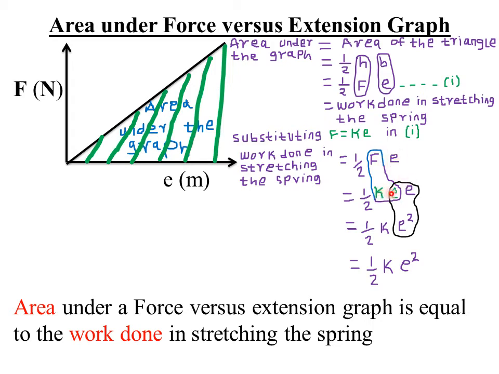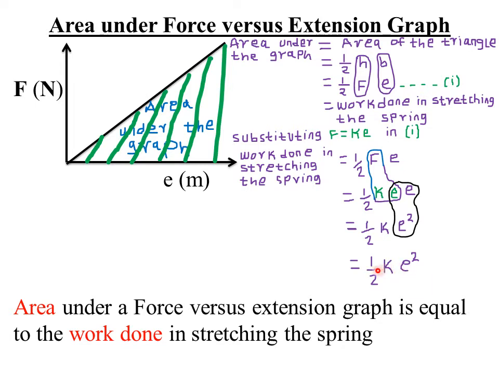So we'll have a half k times the extension. Now remember, the product of extension and extension will give you the square of the extension. Therefore, the work done will be equal to a half times the k that was here times the square of the extension. So we are also saying that the work done in stretching the spring can also be given by a half times the product of the spring constant and the square of the extension.